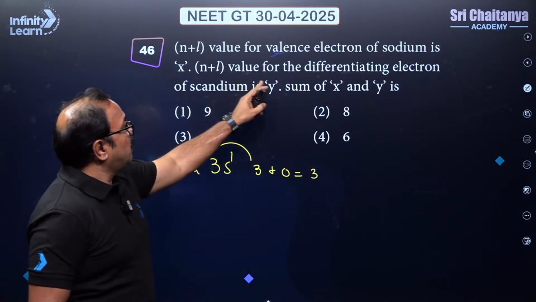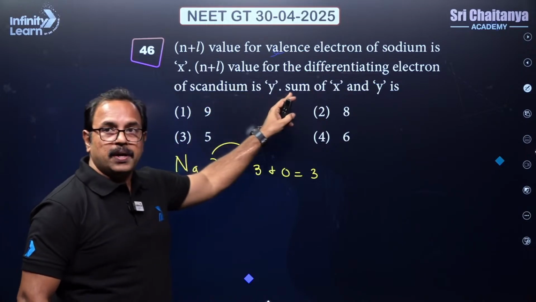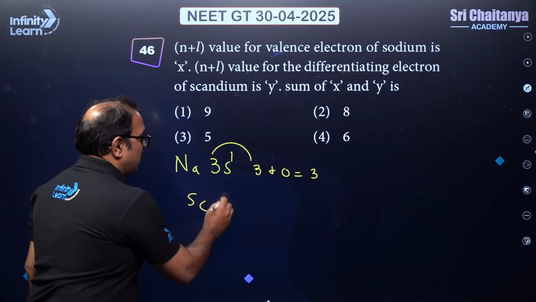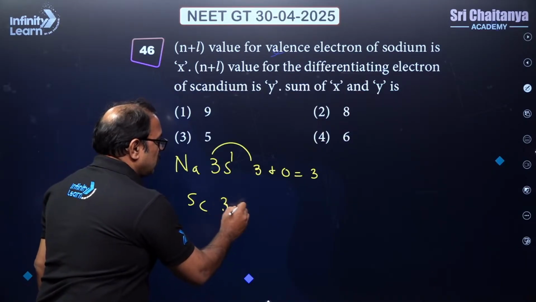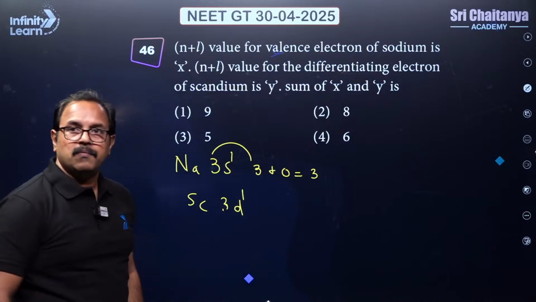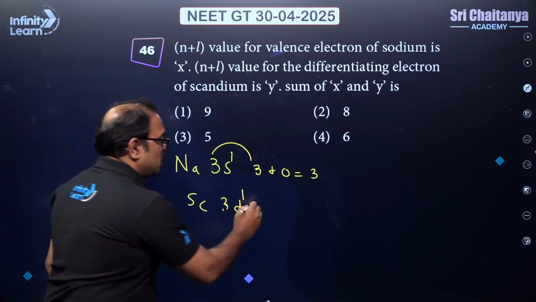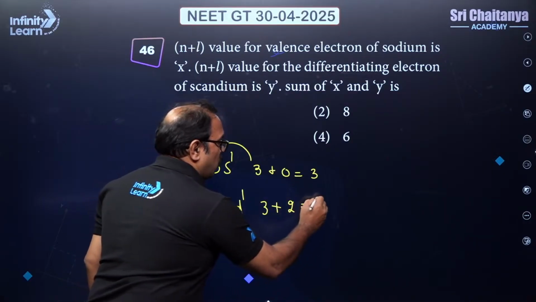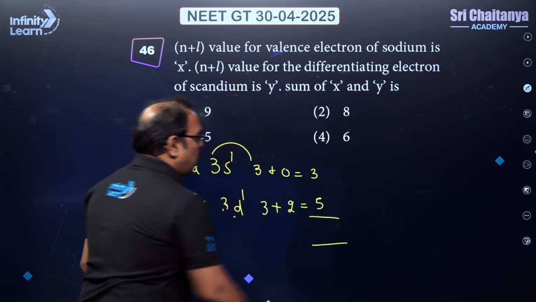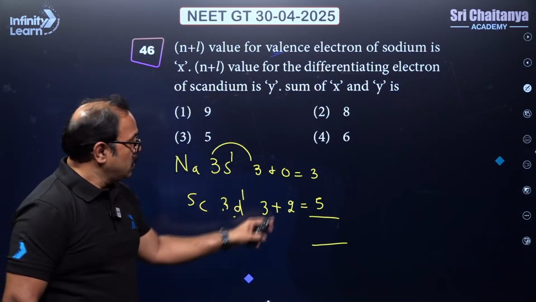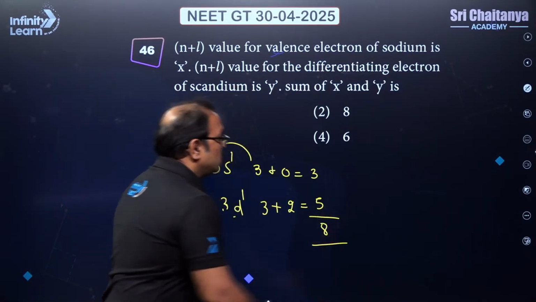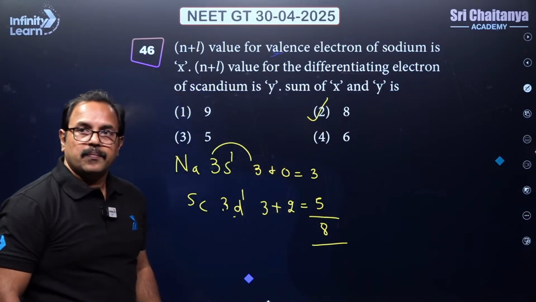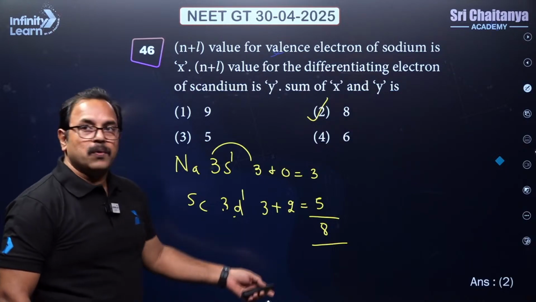Continuation in the question: N plus L value for the differentiating electron of scandium is Y. So for scandium, 3d1 is the differentiating electron. So therefore N will be 3 and the L value for d will be 2. So therefore this will be 5, and he is asking for the sum of X and Y value. So in this case it becomes 8. So for the first question the correct answer is 8.